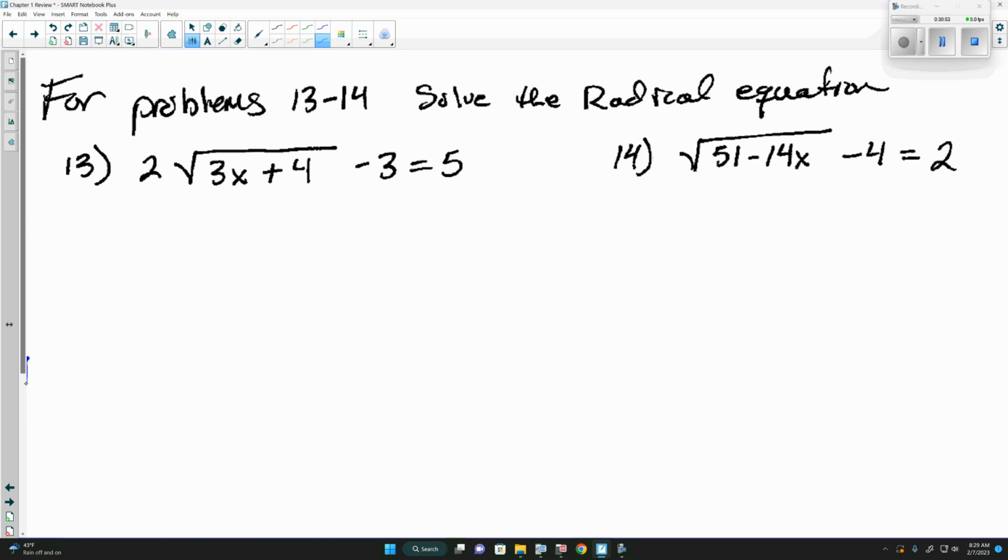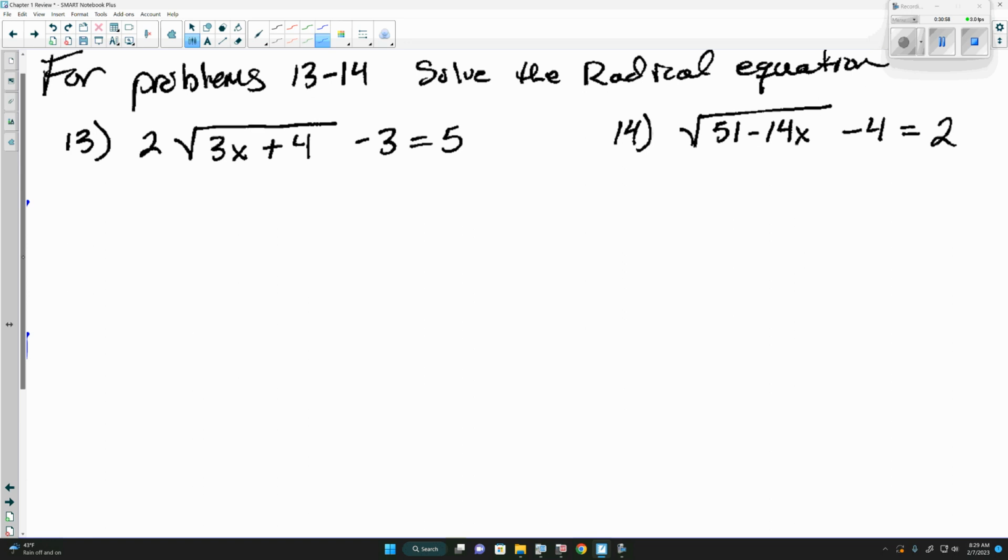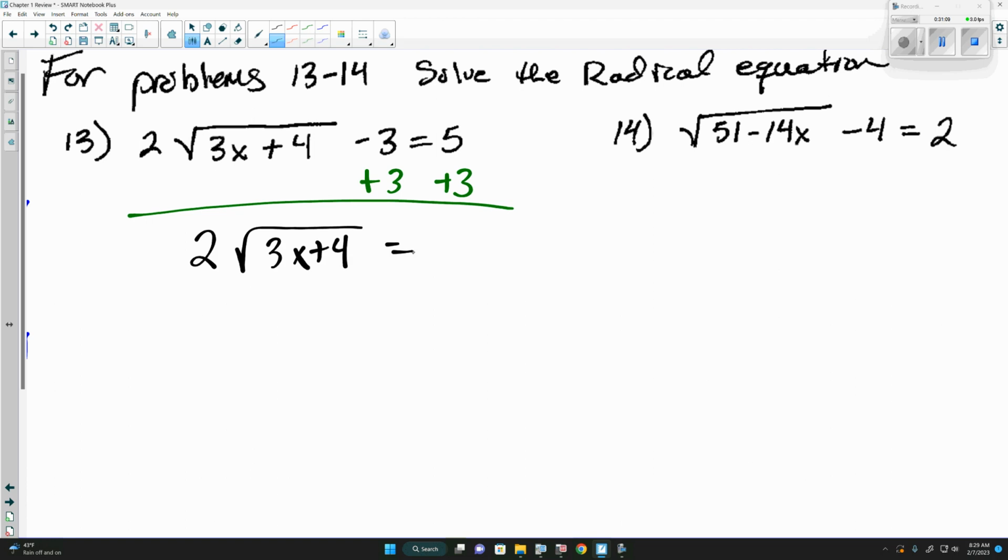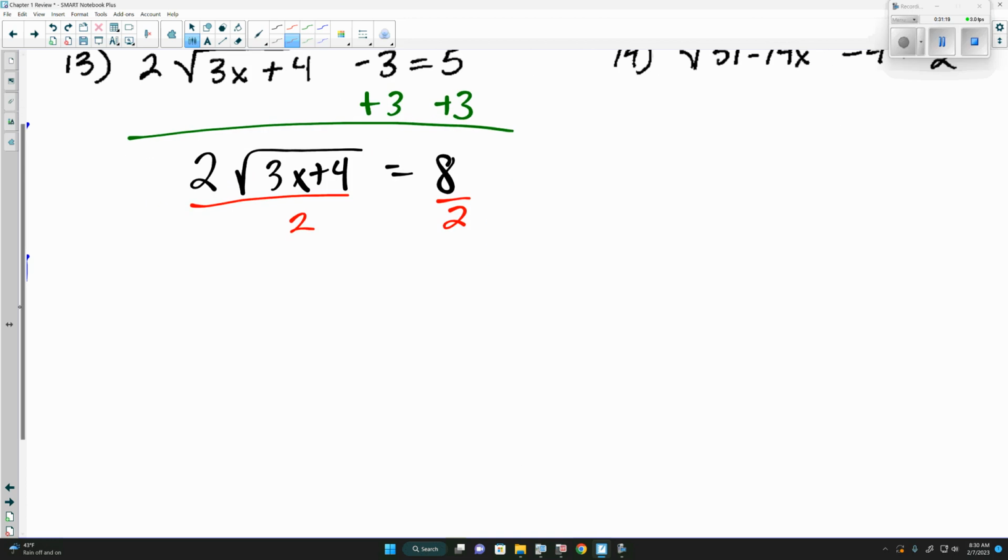Solving radical equations. Whenever we solve radical equations, the first thing we want to do is get the radical by itself. So here the first thing I would do is add 3 to both sides, which will tell us 2 square root of 3x plus 4 is equal to 8. Then the next thing we can do is divide both sides by 2, which tells us the square root of 3x plus 4 is equal to 4.